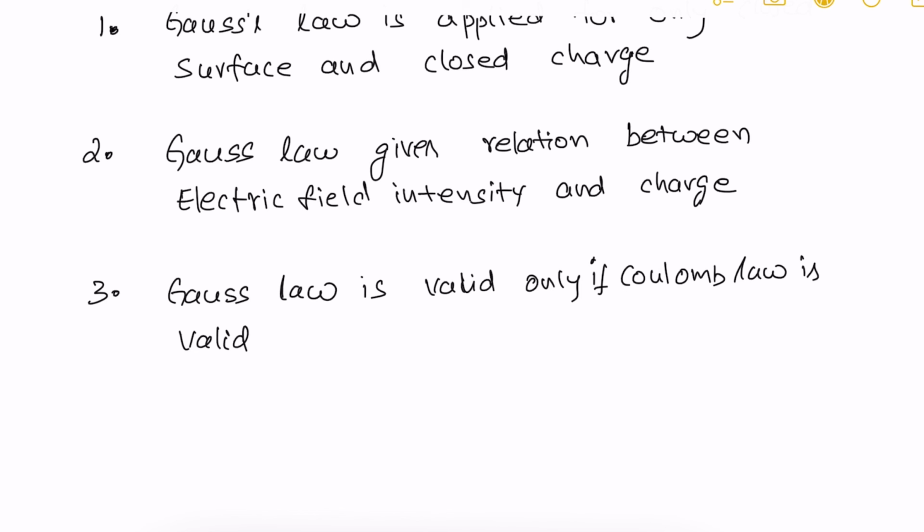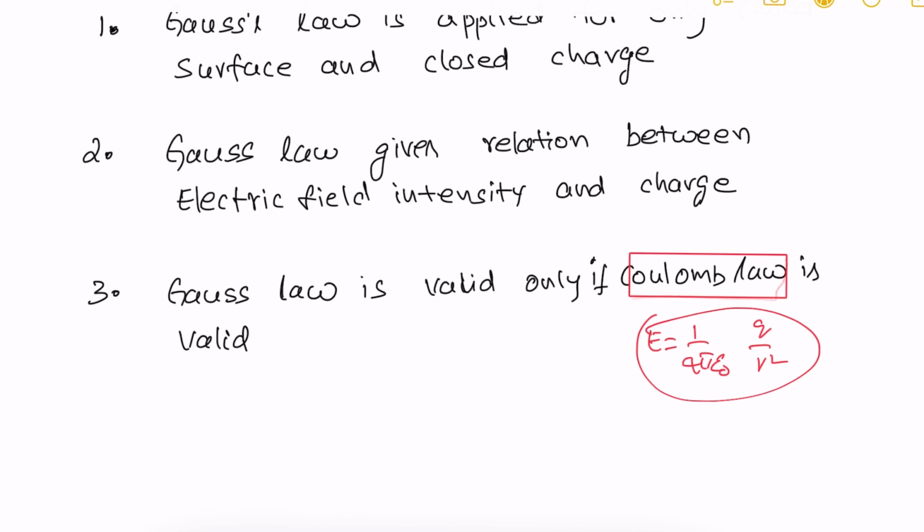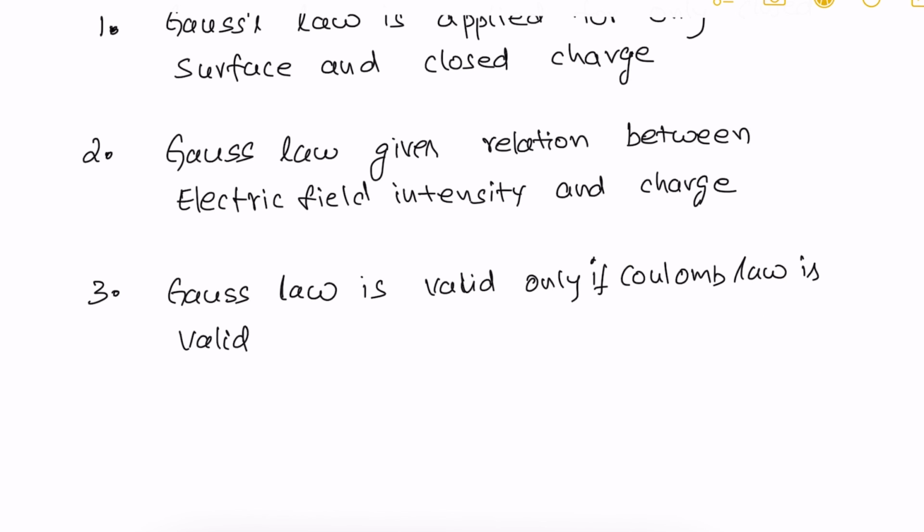Gauss law is valid only if Coulomb's law is valid. So it is based on Coulomb's law. Okay, so in the formula derivation we use E is equal to 1 by 4 pi epsilon naught q by r square. This formula comes from Coulomb's law. Coulomb's law is valid, then only Gauss law is valid. There are some other forces like gravitational force and nuclear force. Okay, in such a case Gauss law is not applicable there.